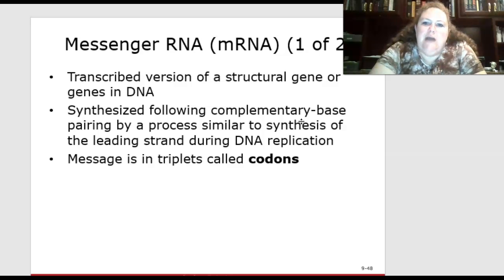It's one of those specialized RNAs. Well, this is a transcribed version of a structural gene or genes in DNA. And this is made, or synthesized, following complementary base pairing by a process that's similar to the synthesis of the leading strand during DNA replication. And the message in triplets is called codons.